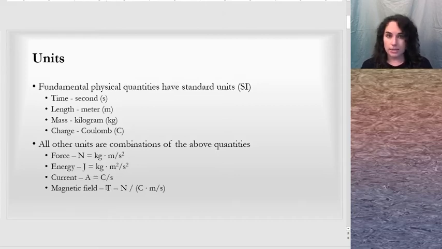Magnetic field, a tesla, is the international standard unit for the magnetic field. It's newtons per coulomb times meters per second. So very interesting equation. And we can see what newtons are up here. If we wanted to reduce the units, we could take what we know about the newtons and plug it in here, and we could reduce the units in different ways. And so those are the fundamental units.